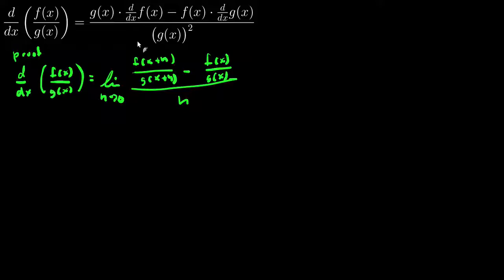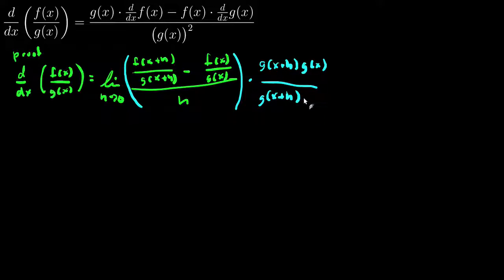And whenever I see fractions in a fraction, I'm going to multiply by the least common denominator in this numerator to get rid of the fractions in a fraction. So I'll multiply by the top, g of x plus h times g of x. And if I multiply it to the top, I need to multiply it to the bottom, so that I'm just multiplying by a special form of 1. That doesn't change anything in the problem. And as I multiply it through, what happens is this.